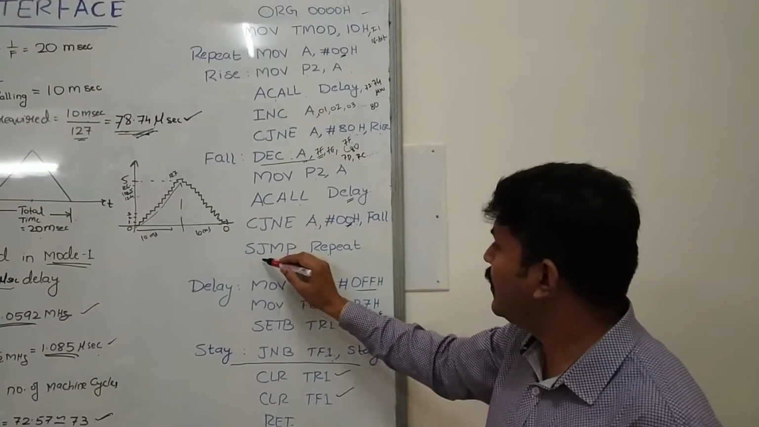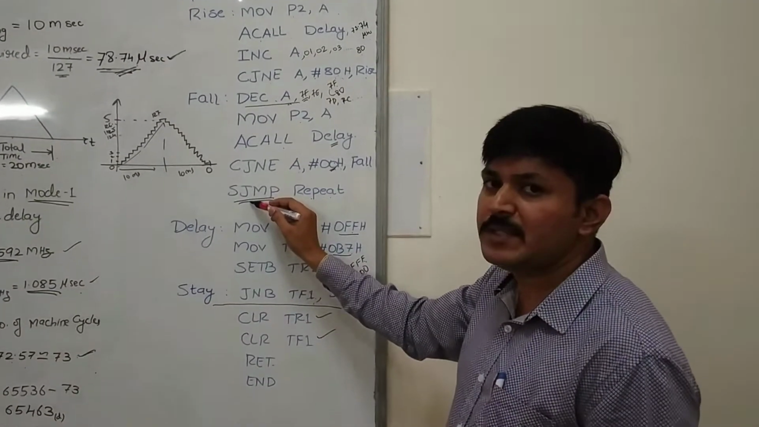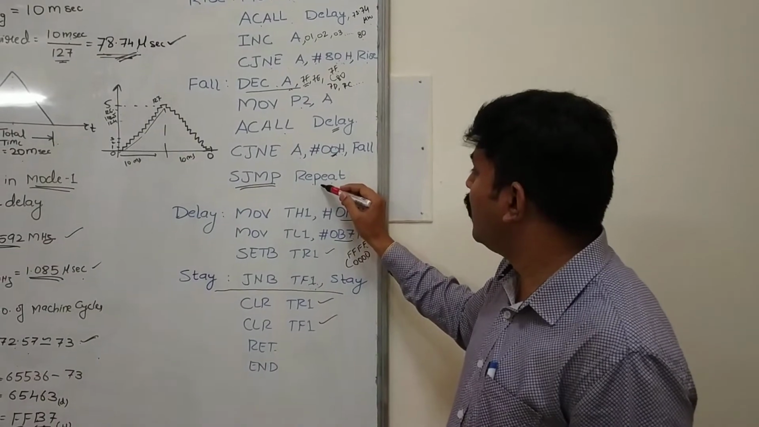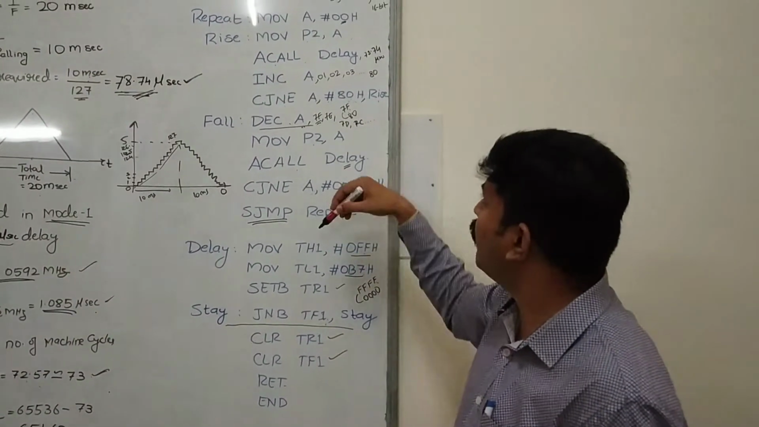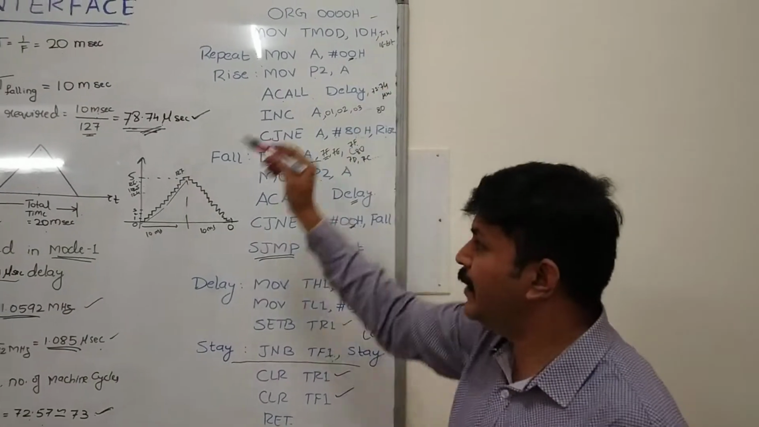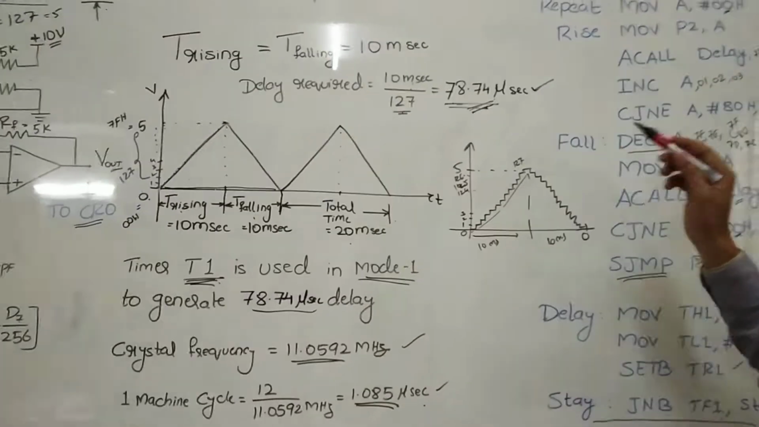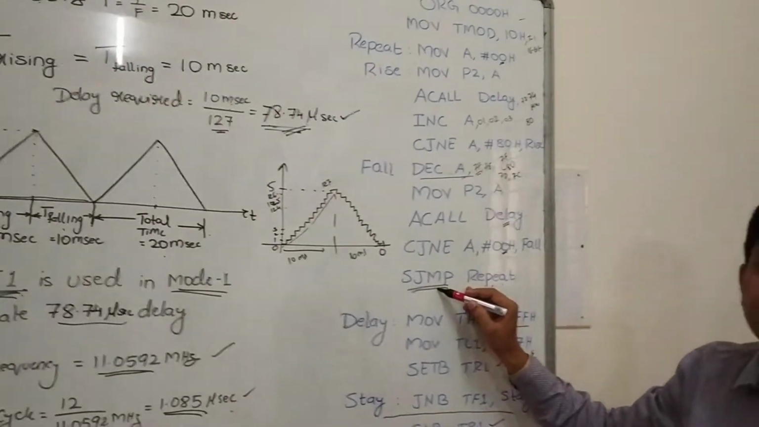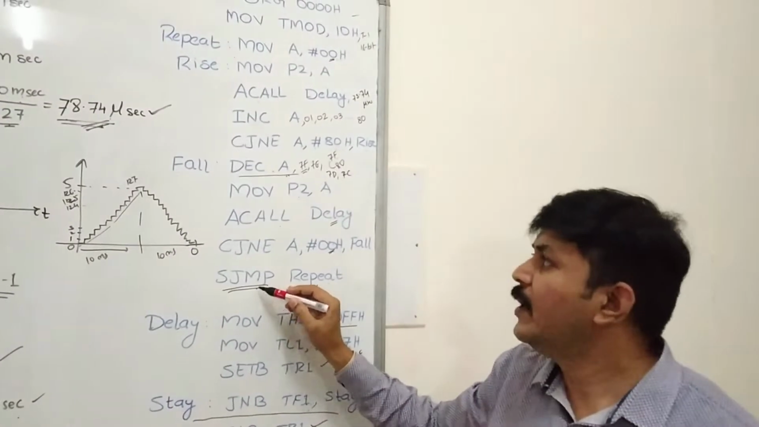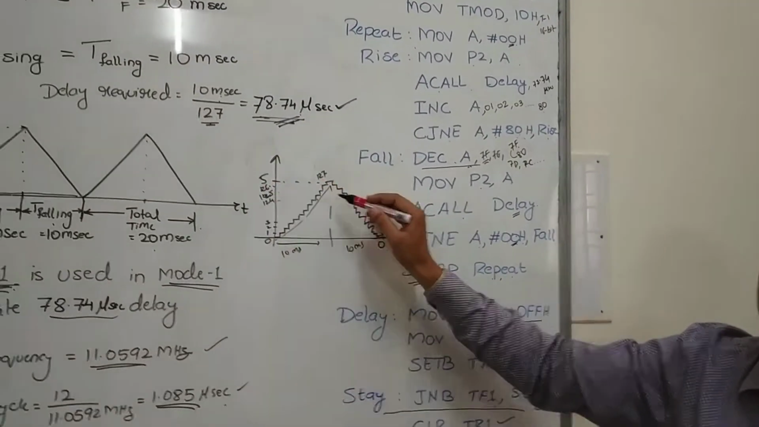After that, once accumulator value here reaches 00, this condition fails and it will come out of the loop and there is a SJMP repeat instruction. Here SJMP is an unconditional jump. So we are jumping to the repeat. What is the repeat? Again I am starting from 00. This entire time period will be repeated infinitely. As this is an unconditional jump, it repeats infinitely, generating the triangular wave continuously.